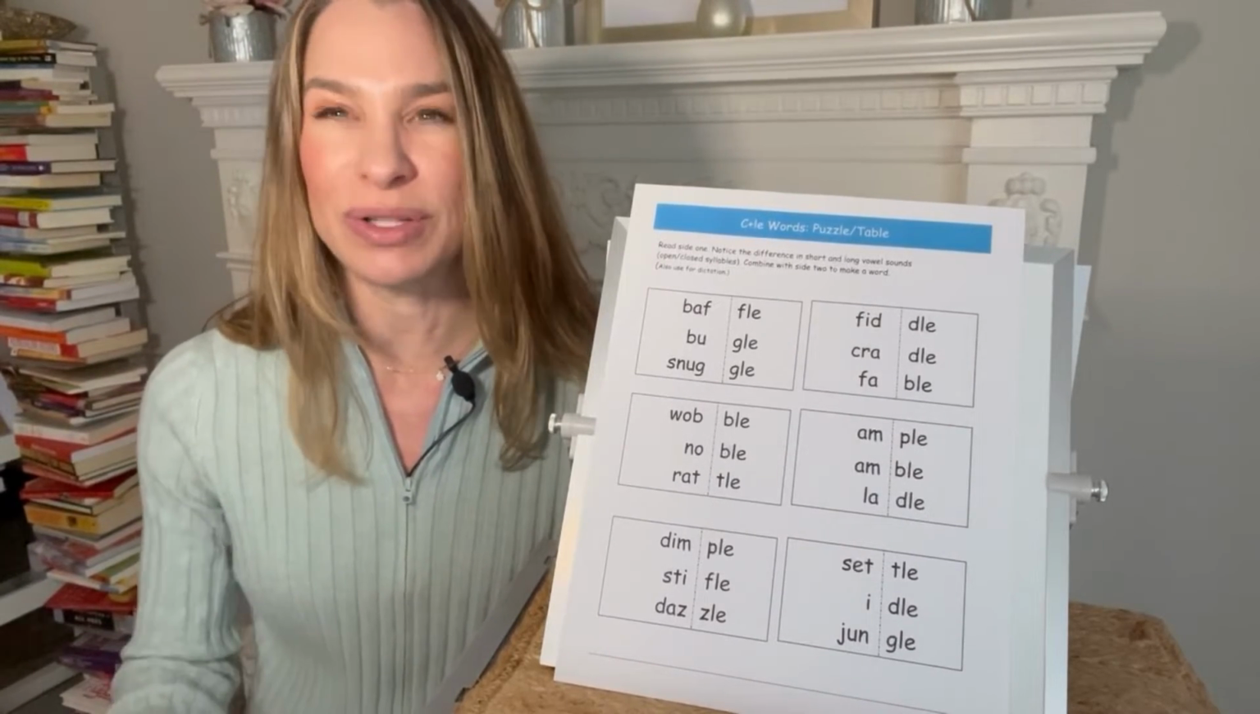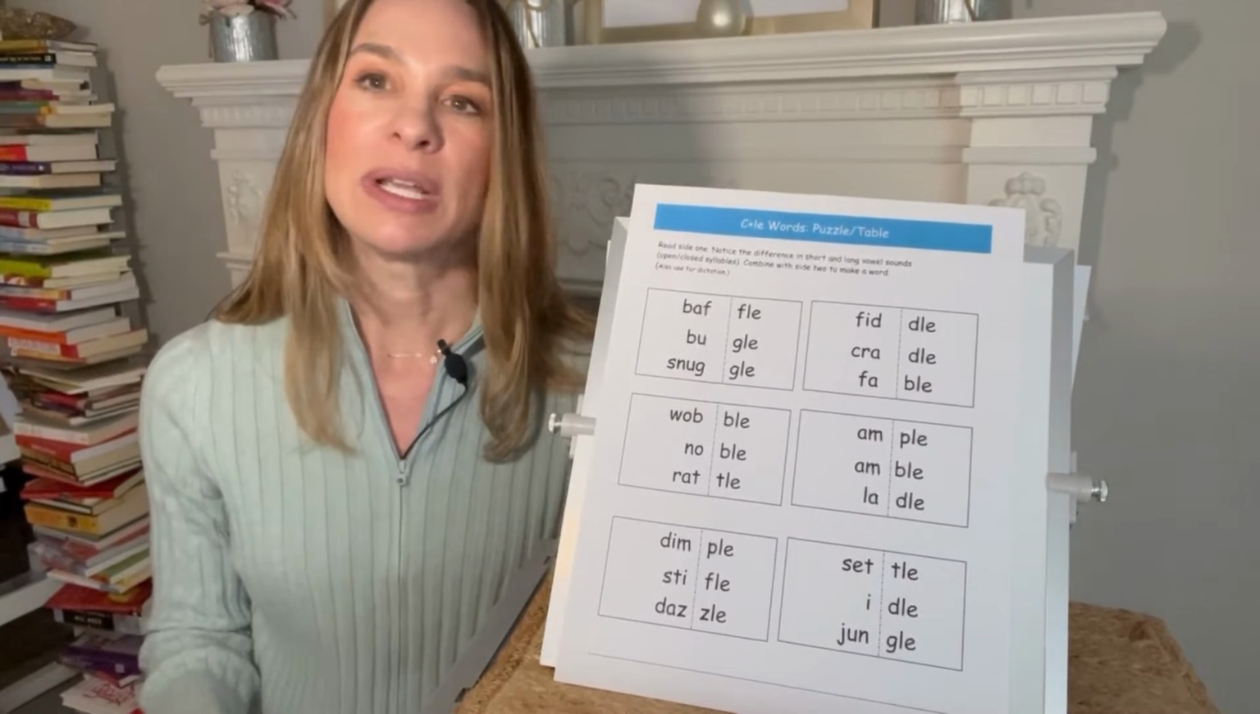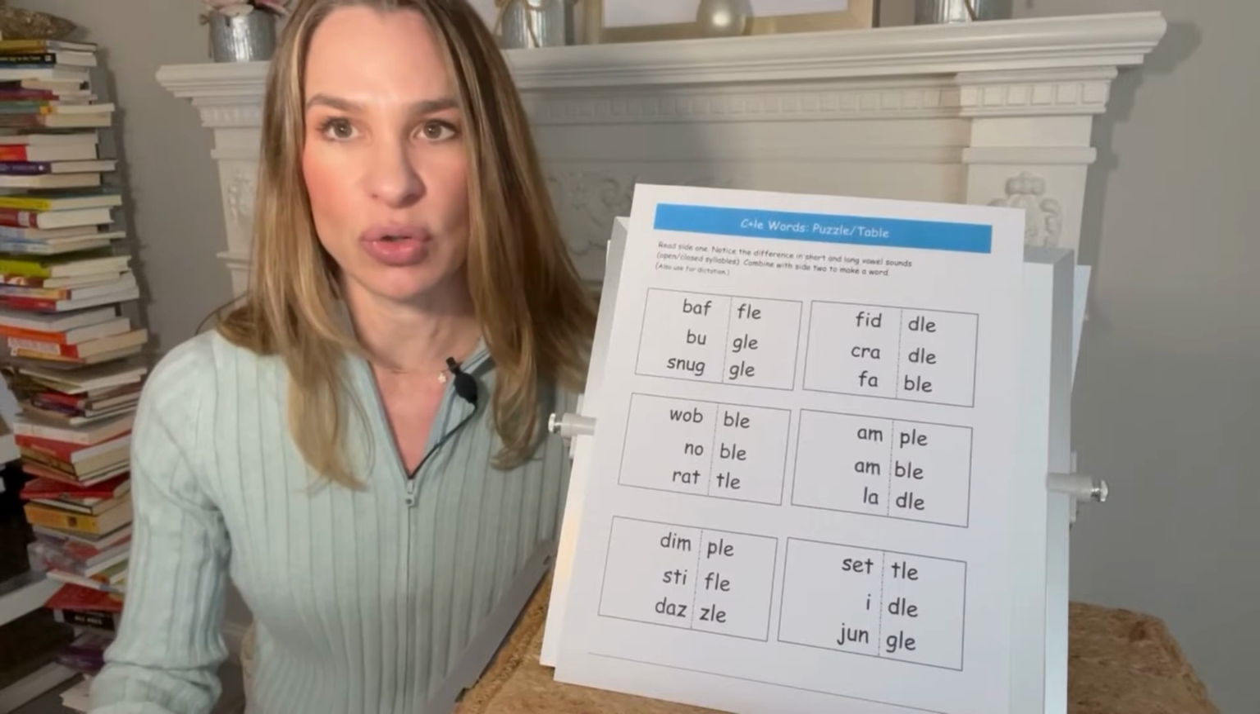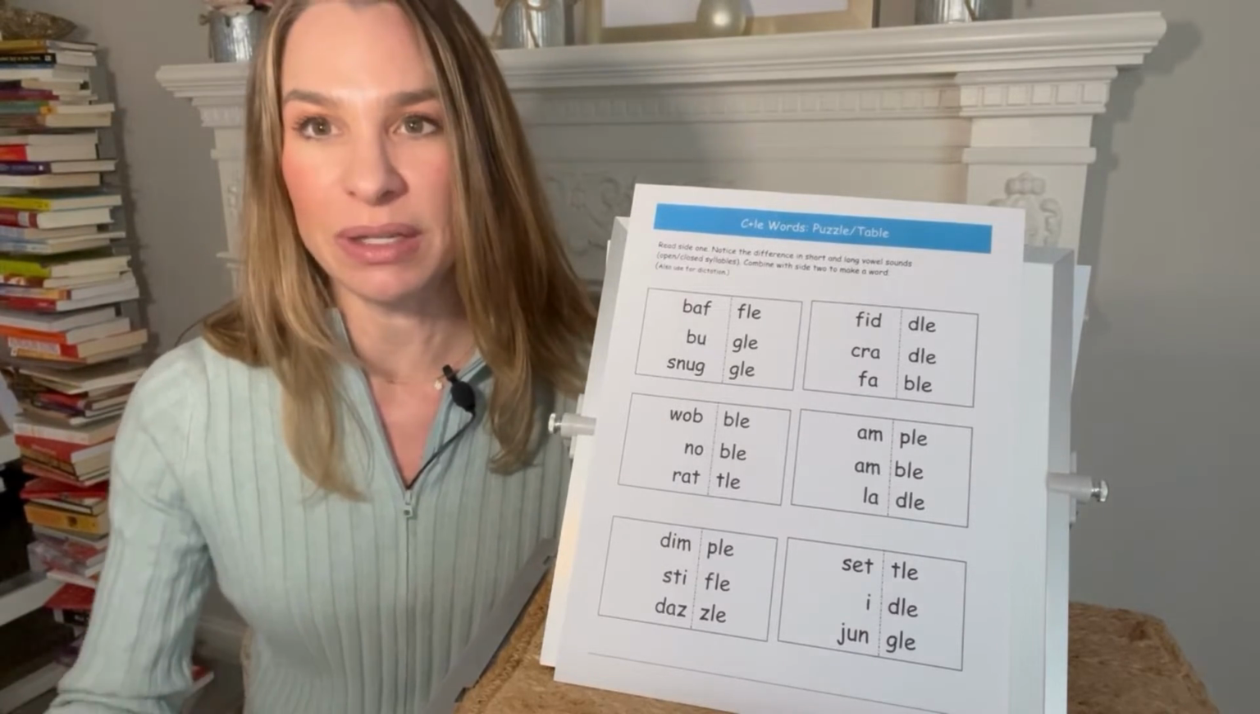Same with floss. You wouldn't start dictating them until they've seen a big group of floss words. And then you have all of your short vowel rules. Then you're grouping those together. It's cumulative. It's building on one another.